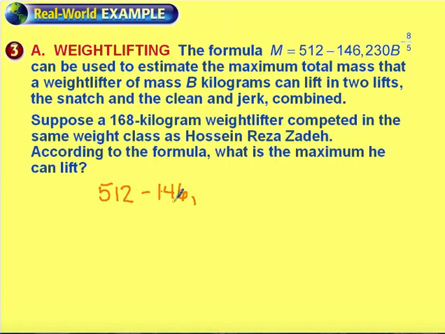So this is going to be 512 minus 146,230. Now I'm going to use my parentheses, and I'm going to input 168. When I put this in the calculator, I need to use that caret button that shows that I'm going to put in an exponent. Now you can most certainly put this in as negative 8/5. When you do your exponent, you're going to put another set of parentheses here, and you'll do negative 8 divided by 5 and close the parentheses, and make sure you have this whole exponent in parentheses.